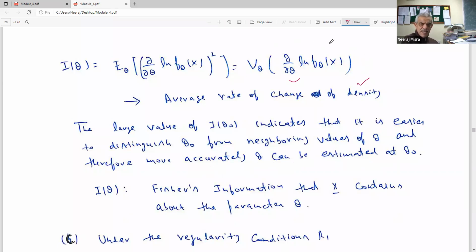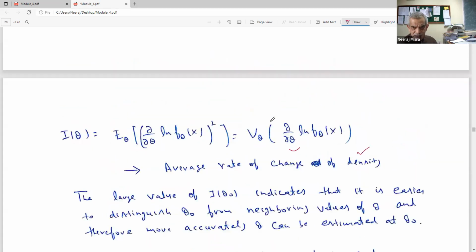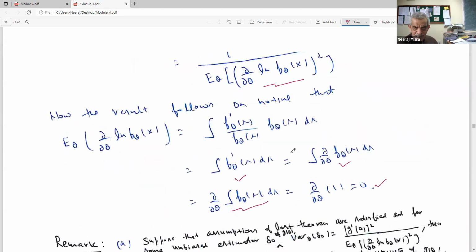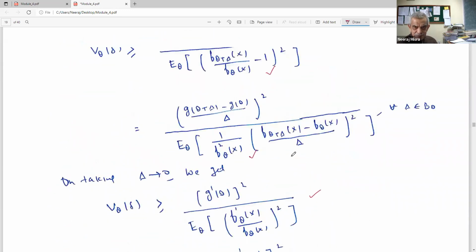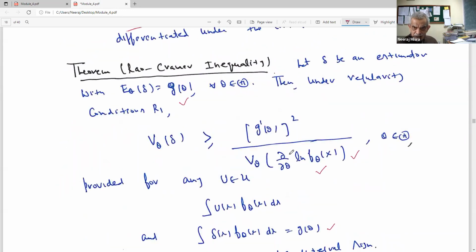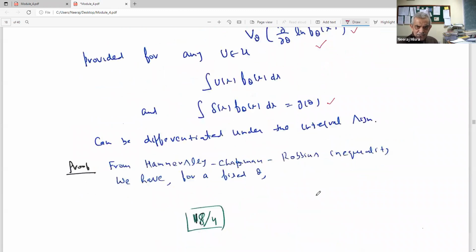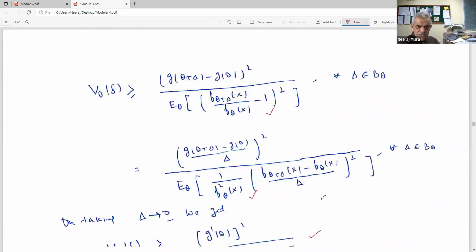So if this quantity is large, that means you have more information about θ, and then it would be easier to estimate θ much better. And that is justified from here, because if I(θ) is large, this quantity is small, so the lower bound on variance is small. And in many situations, the UMVUE would attain this lower bound. So that means the variance of the UMVUE is small. Right? So it justifies why this quantity is related to information.